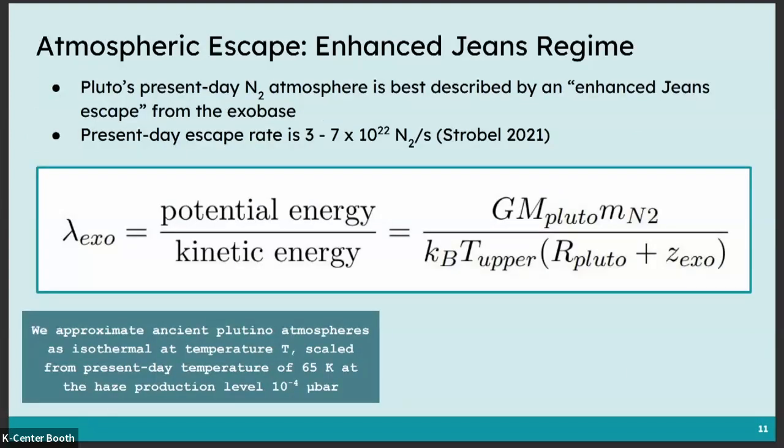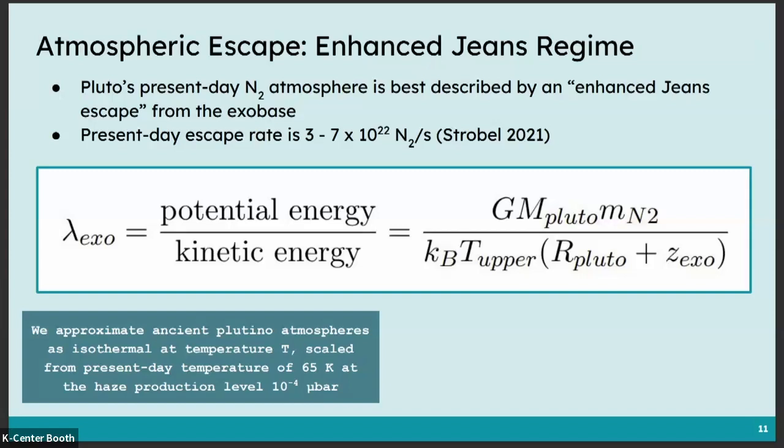And so we did this within an enhanced Jeans escape framework. So this is an escape rate that is slightly higher than what is predicted by Jeans escape, and this was informed by some of the DSMC models. And so we took the present day escape rate, which is shown there, 10 to the 22 nitrogen molecules per second, and we scaled it, accounting for those differences in early Pluto in order to calculate an escape rate over Pluto's entire history. And I will say that we had to make a lot of assumptions along the way.